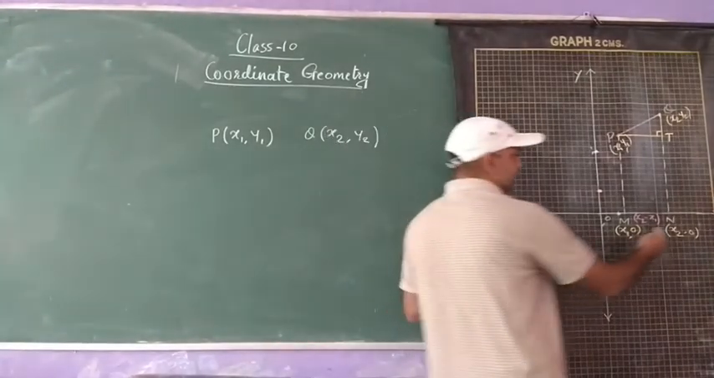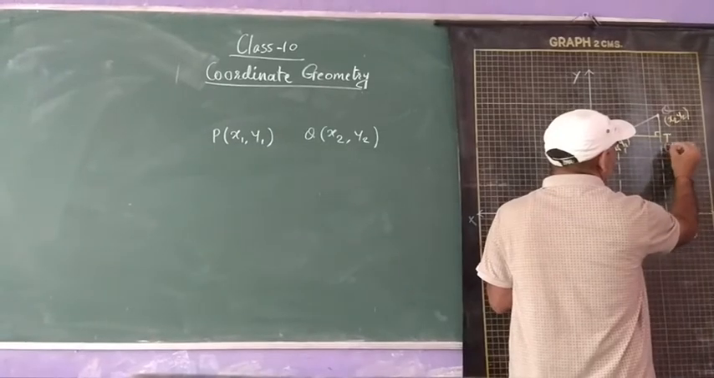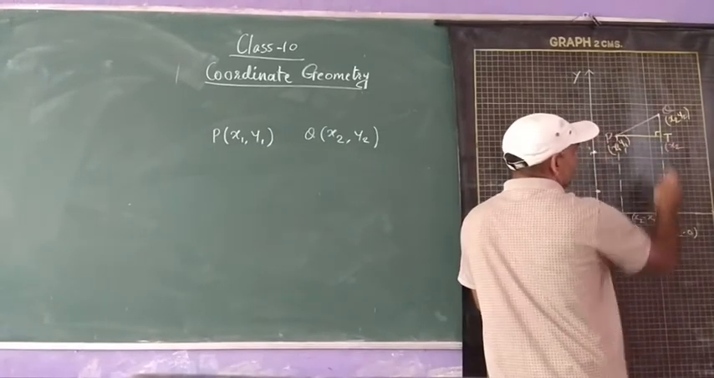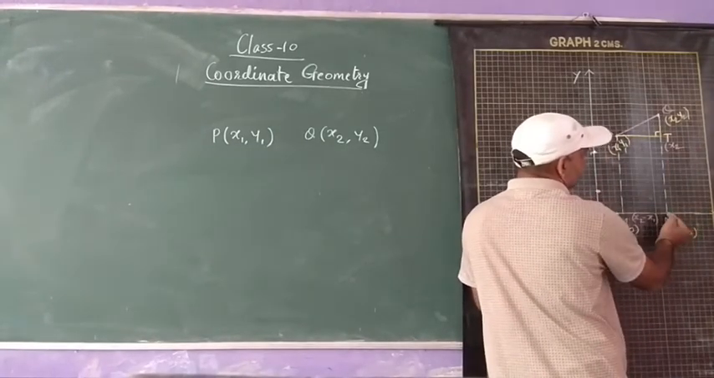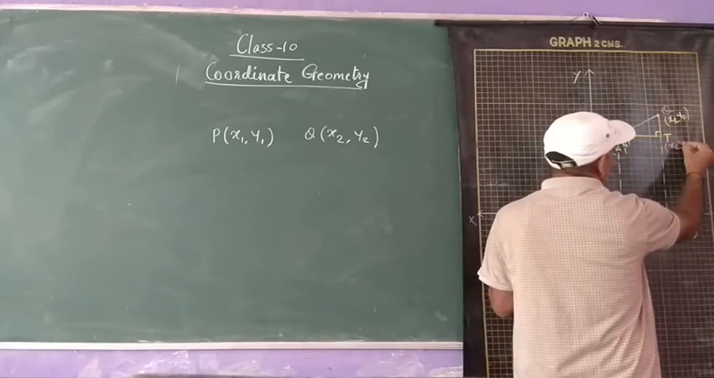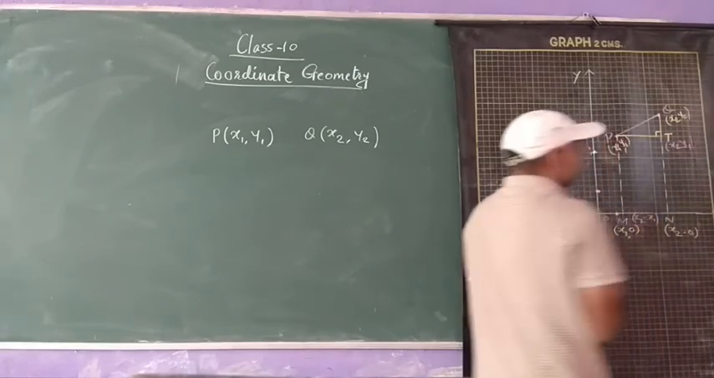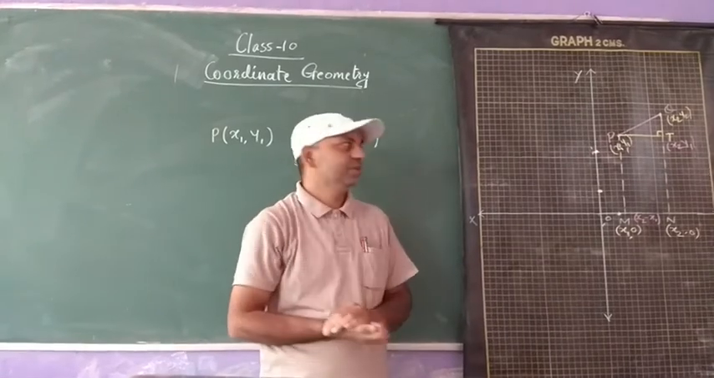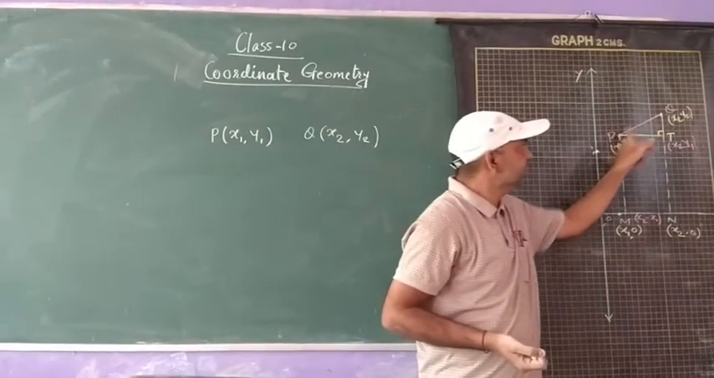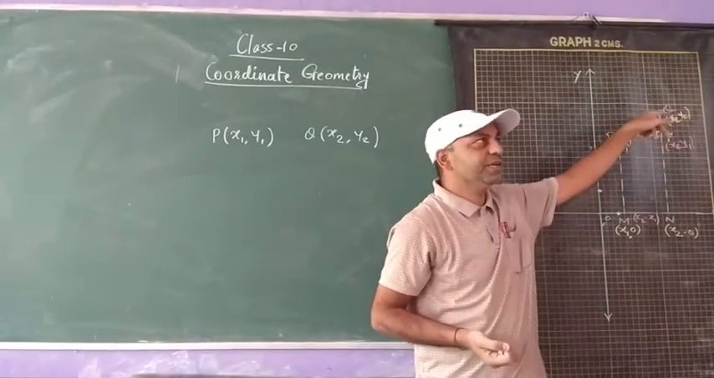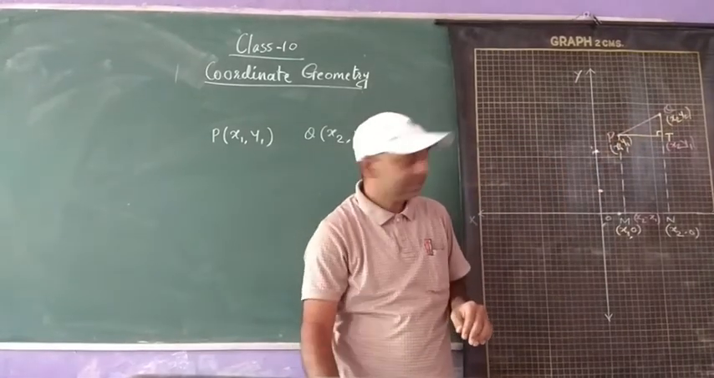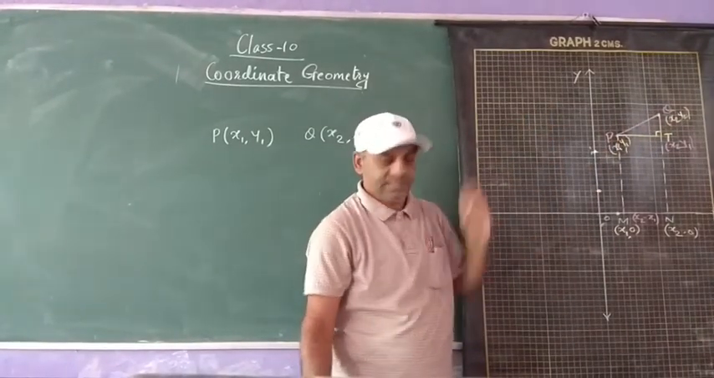T coordinate is x2, and what is the y? See, this is x2 and y is y1. So these are the coordinates of point T. Now see, this is right triangle PQT. Now we have to find the distance QT.